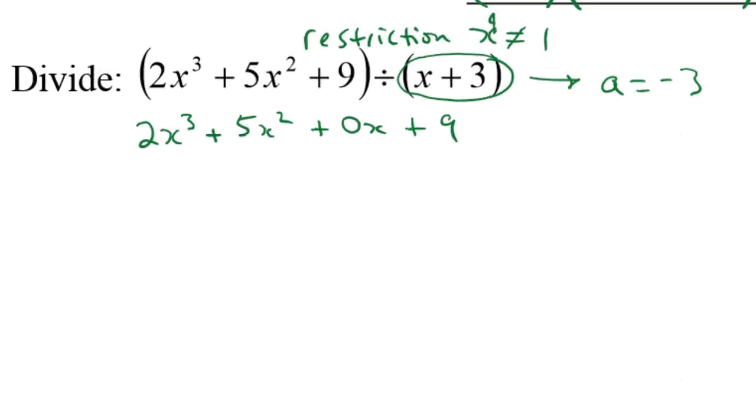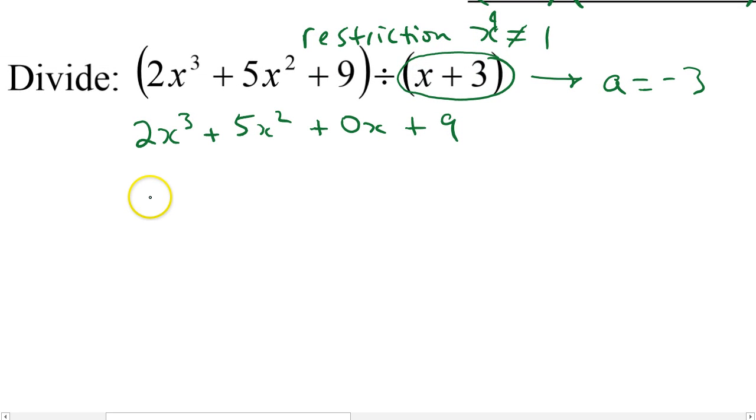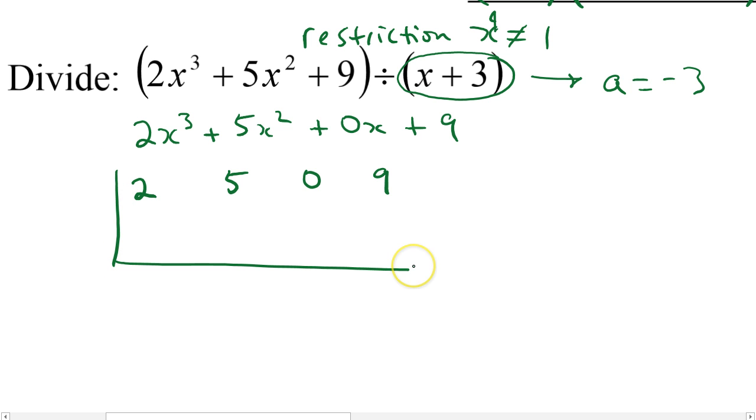So we've put that 0 in there, and now I'll write it without the coefficients. So this is just going to be 2, 5, 0, and 9. Make my L shape, and I've got an a value which is -3, and now I'm ready to start. So I'll bring down the 2. 2 times -3 is -6. Now my 5 minus 6 is -1. Now I multiply by -3 over here, so I get 3.